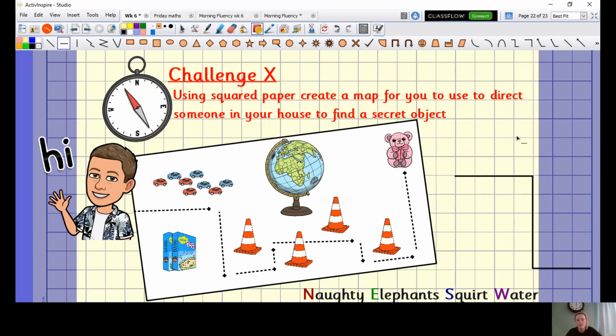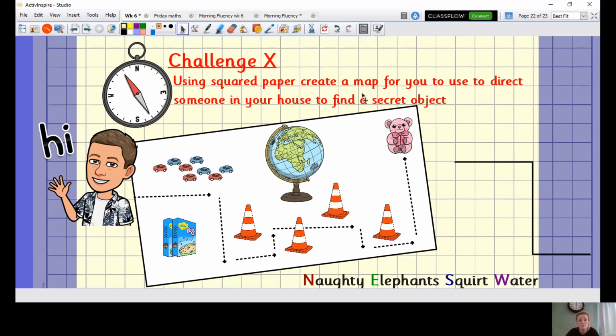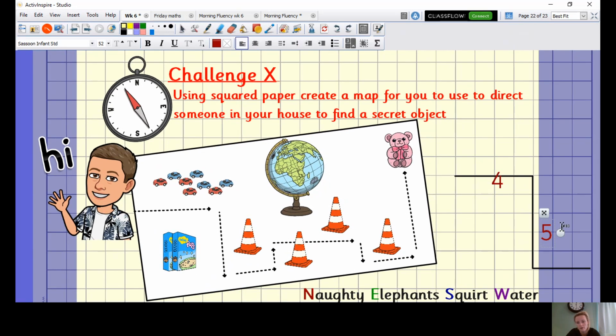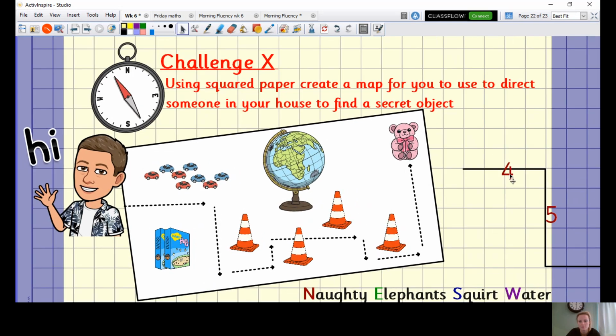If you don't have square paper, that's fine. You might just want to draw the lines and then write a number above it. So here you might have 4, and here I think it's 5 there, just next to it. So we know how many steps.